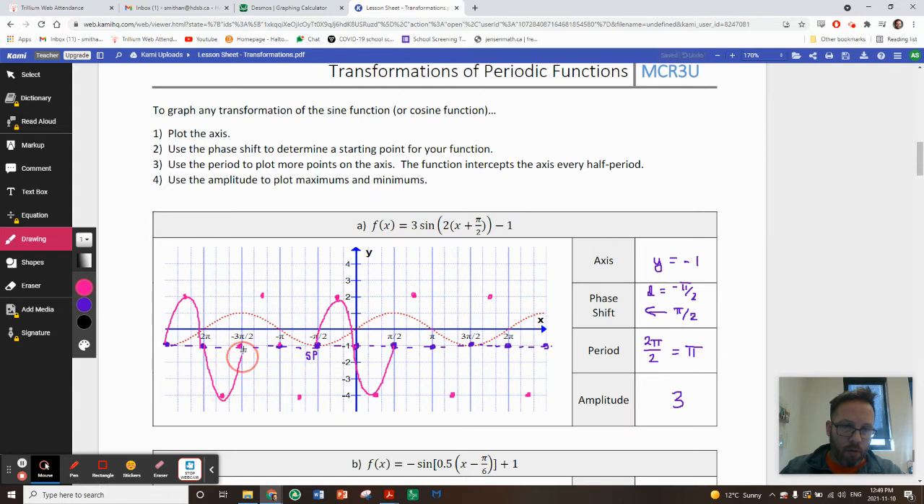Up, down, up, down, up, down, up, down, and down, up.